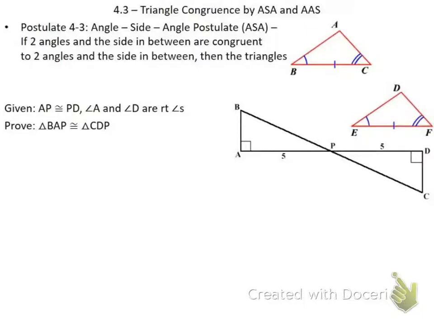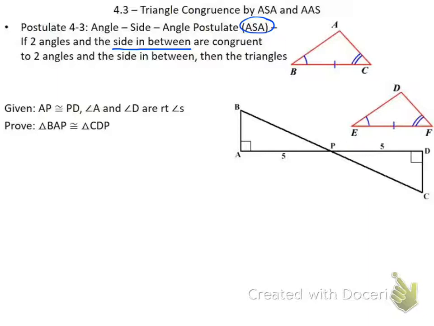Okay, so today we are going to learn two more ways of proving triangles are congruent, or triangles are equal to each other. The first one that we're going to do is angle side angle. Again, just like before, since it has ASA, that means I have two pairs of angles equal and one pair of sides equal. And we need to have the side in between the two angles that are equal.